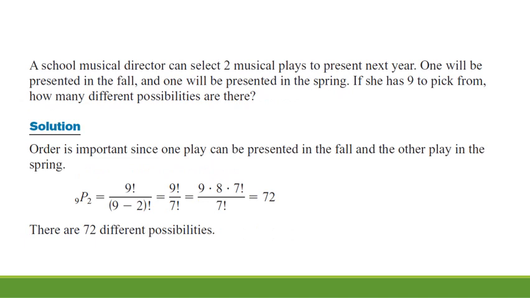Another example is a school musical director who can select 2 musical plays to present next year. One will be presented in the fall and one will be presented in the spring. If she has 9 to pick from, how many different possibilities are there? Take note that the order is important, so one can be in the fall and the other in spring. So this is 9P2. She has 9 musical plays, but only two are needed. So 72 different possibilities can happen.